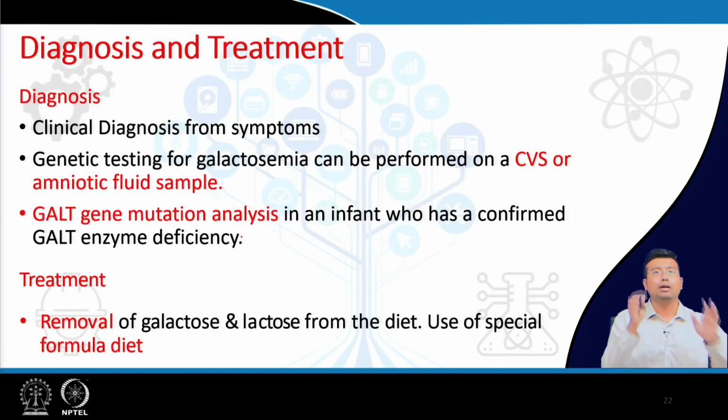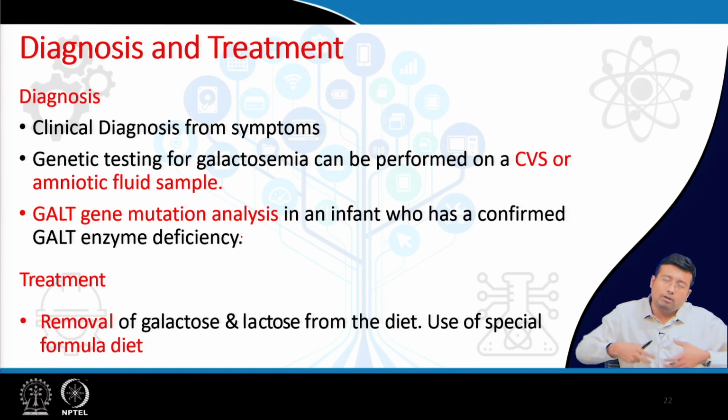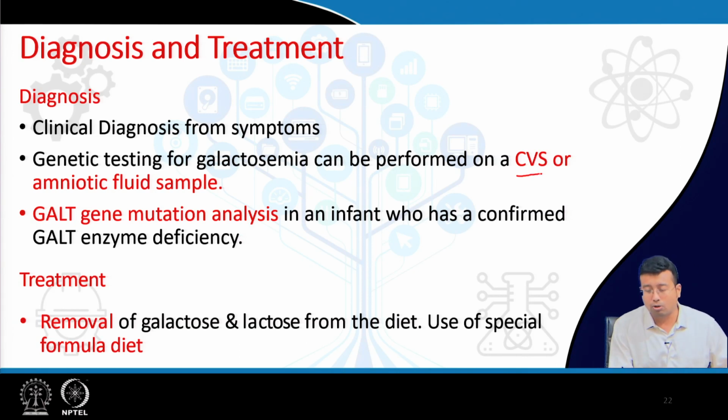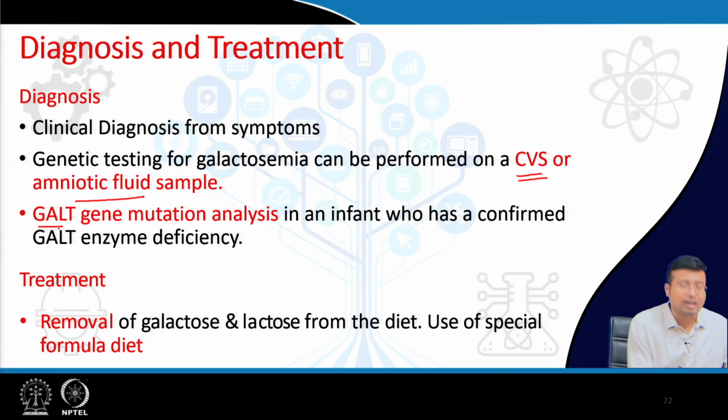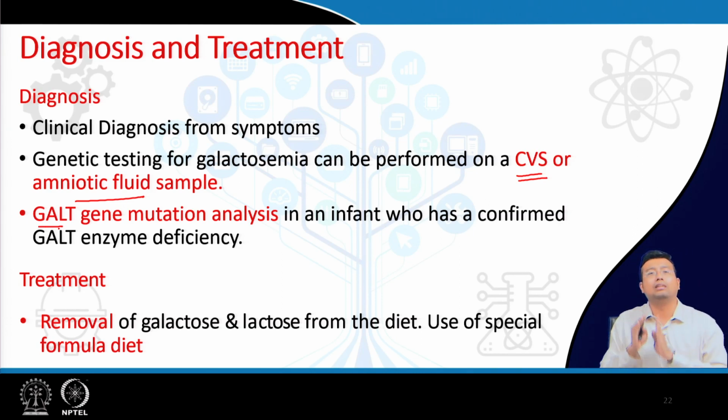So, how can we diagnose? Diagnosis can be done in utero by drawing samples from the baby even if he is not born, known as chorionic villus sampling, CVS, or amniotic fluid sample, and gene mutation analysis is done, especially of the GALT gene. If the GALT gene is deficient, we can easily predict that the baby is going to have galactosemia. But the treatment is actually very simple. We need to replace mother's milk, we need to remove galactose and lactose from the diet, because lactose will again lead to production of galactose, and we use a special formula diet for the baby.